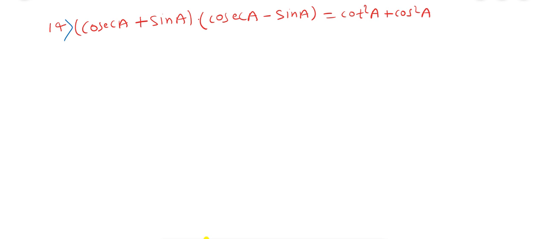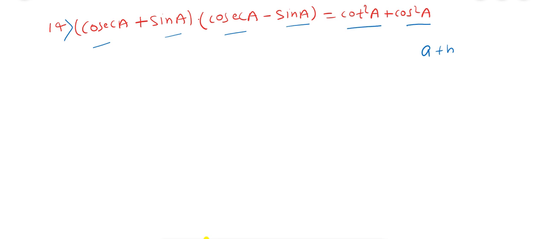See once again, everyone, there is a cot square A plus cos square A given on the RHS, and on the left hand side they have given cosec and sine. So again we have to connect. How will we connect cosec with cot? When we solve trigonometry, for the ICSE board class 10, CBSE board or state board, always keep this in mind.